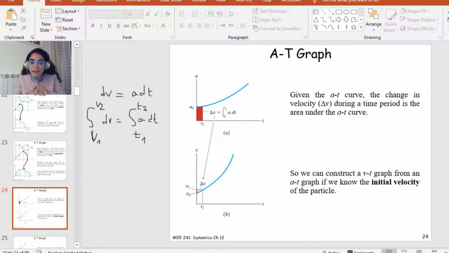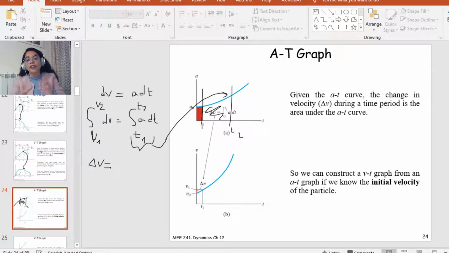In fact, guys, if I know the curve of A versus time, this integration is nothing but the area under this curve between T1 and T2, right? So this is the area under the curve between T1 and T2. And this means, guys, that delta V between 1 and 2 is equal to the area under the curve of A versus T between T1 and T2.